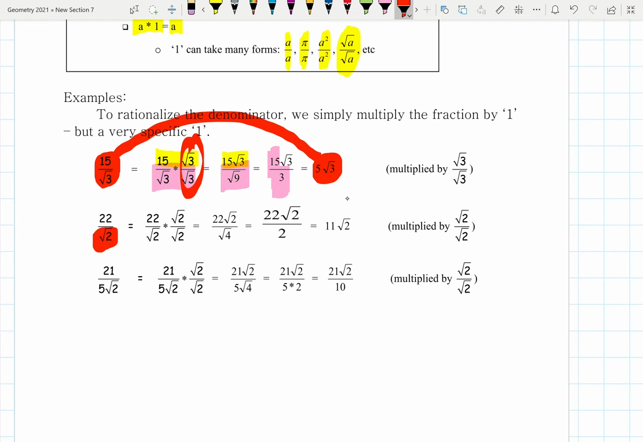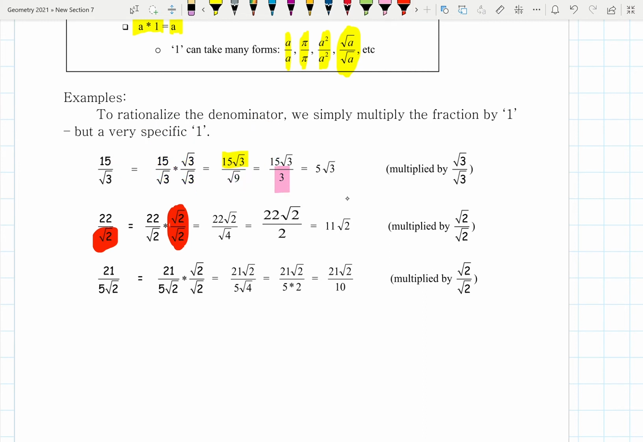So the second example says, well, what if I had a square root of 2 in the denominator? Well, that would make my fraction the square root of 2 over the square root of 2, the fraction that I'm multiplying my answer by, because the square root of 2 over itself is just 1. So when I multiply 22 divided by the square root of 2 by square root of 2 over square root of 2, it becomes numerator times numerator, which is just 22 square root of 2, denominator times denominator.